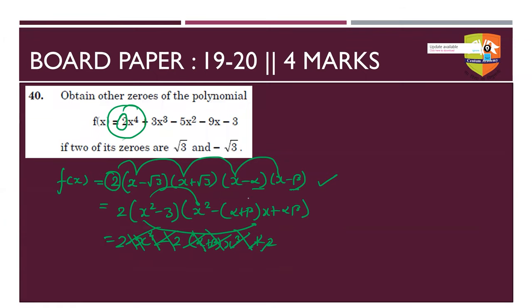All the constants put together, you'll get the value of alpha beta. What will be the constant term in this expansion? That will be 2 times minus 3 times alpha beta, so that is minus 6 alpha beta. This is the only constant term you'll get, and it will be equal to minus 3. So alpha beta is equal to half. This is what we would have got.